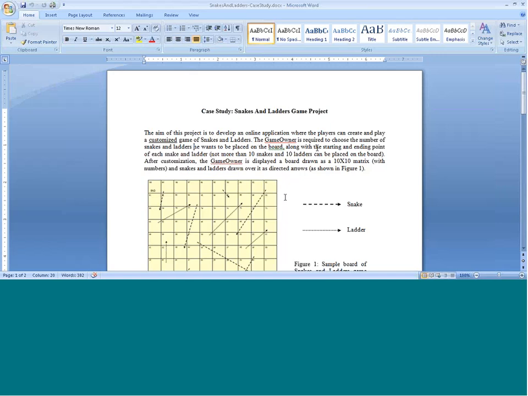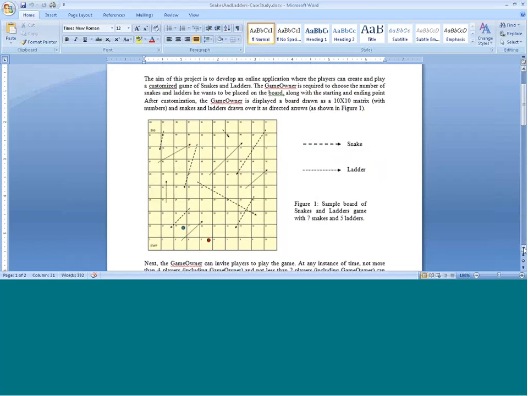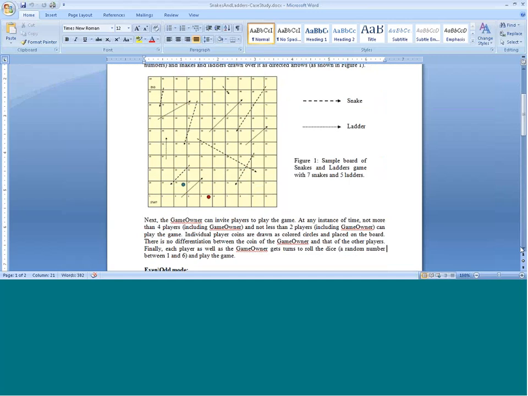It's a snakes and ladders project, right? So there is a game owner who's required to choose the number of snakes and ladders that are to be placed on the board. This is the person who is actually responsible for configuring the board, the game owner, right? And he can choose the number of snakes and ladders, as well as the starting and ending point of the snakes and ladders, right? This is how the game board would look like.